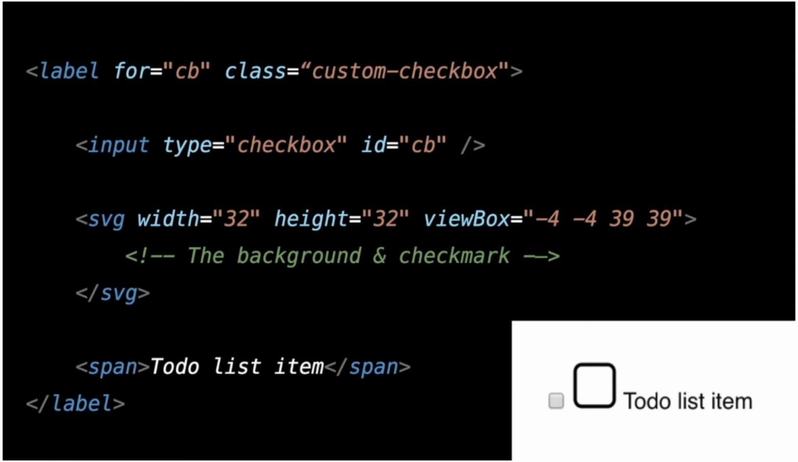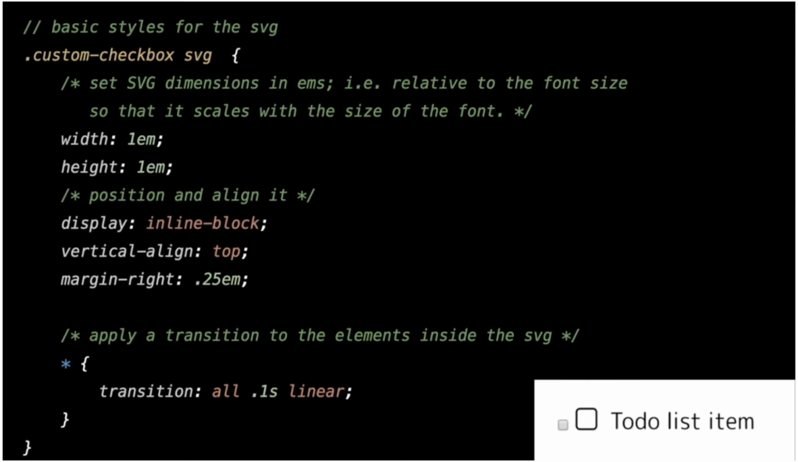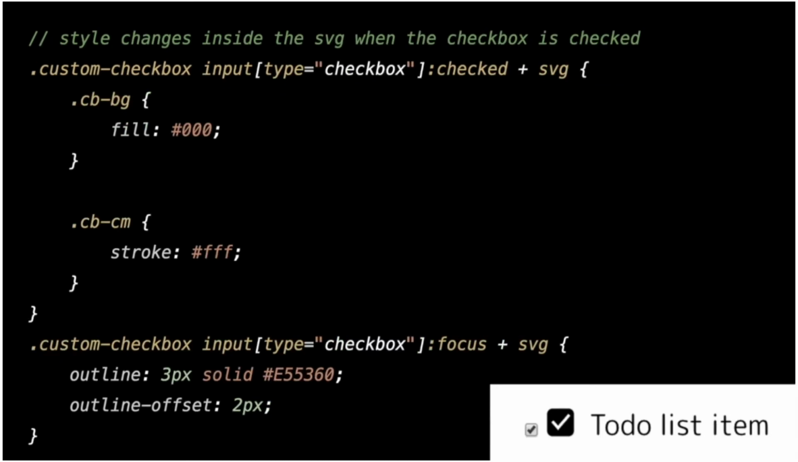At this point, the checkbox is still visible. Before we hide it, we're going to apply some basic styles to the SVG, positioning and sizing it next to the text using relative units so that it scales with the text. And then we style the background and checkmark in their default state and in their checked state, so when the checkbox is checked, the SVG reflects that.